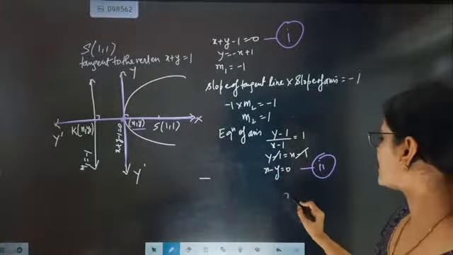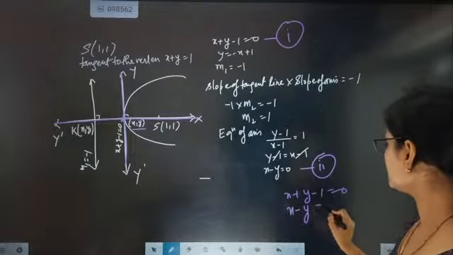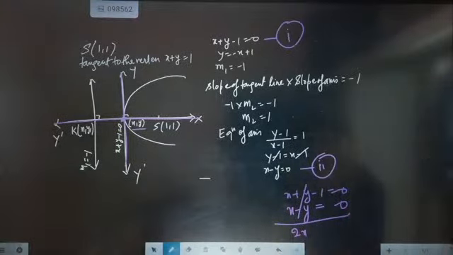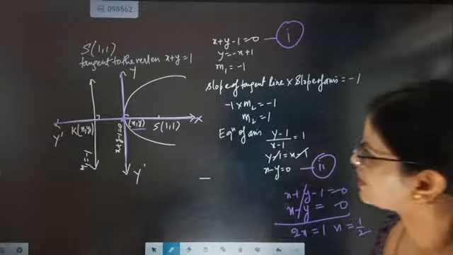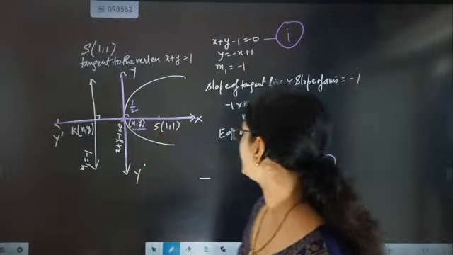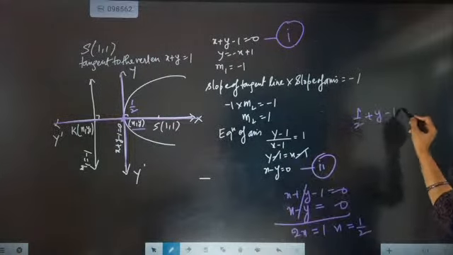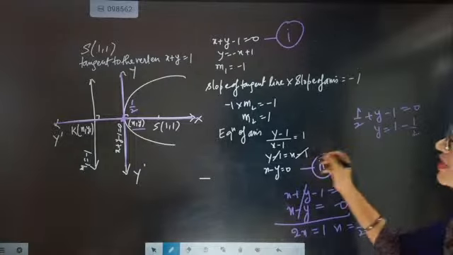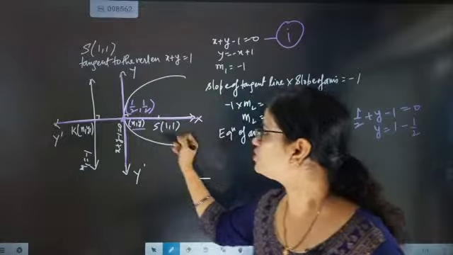So the equations are x plus y minus 1 equals 0 and x minus y equals 0. Adding, 2x equals 1, so x will be equal to 1 by 2. When x is 1 by 2, 1 by 2 plus y minus 1 equals 0, so y equals 1 minus 1 by 2, which is again 1 by 2. So the contact point we got is (1 by 2, 1 by 2).